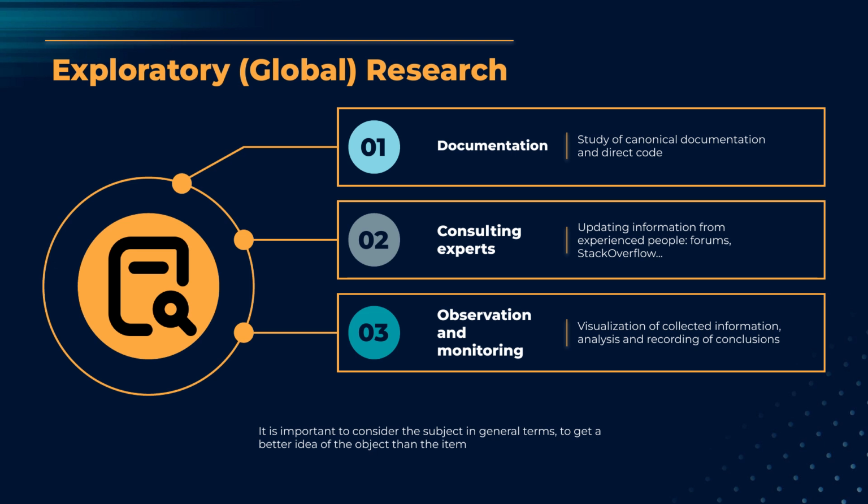Key stages of such research are studying canonical documentation and direct code, consulting experts for clarification, observation and monitoring. We need to make sure that canonical information comes from the authors and the code itself. When we study a library or framework, the code itself seems like a more canonical source, but as versions change, authors may modify the code to match the declared functionality. Therefore, the author is always the most canonical source of information. This means that if there is a discrepancy between the code and the documentation, we need to contact the author directly for clarification, rather than choosing a source based on preferences.